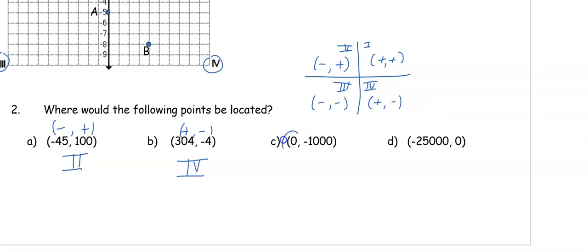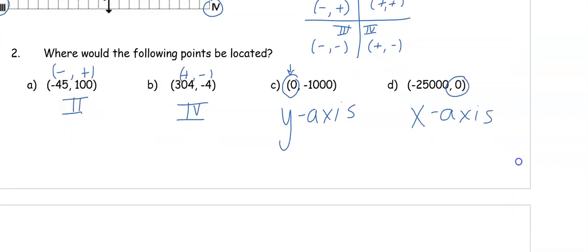For C, because we have a 0 here, this means that we have gone nowhere left or right, but only up or down. So when your 0 is in the x spot, then your spot will lie on the y-axis. If you have 0 in the y spot, then you went left or right, but nowhere up or down, so your point will be on the x-axis.